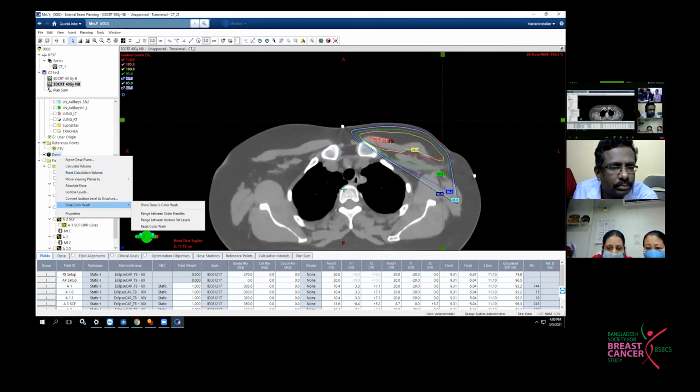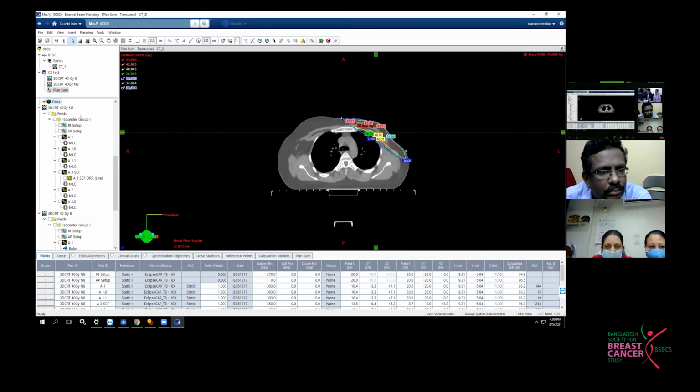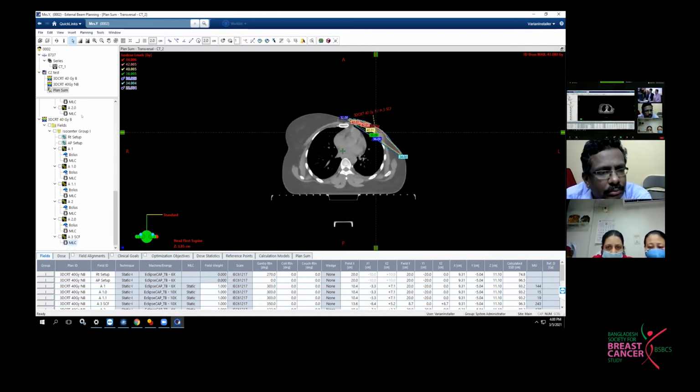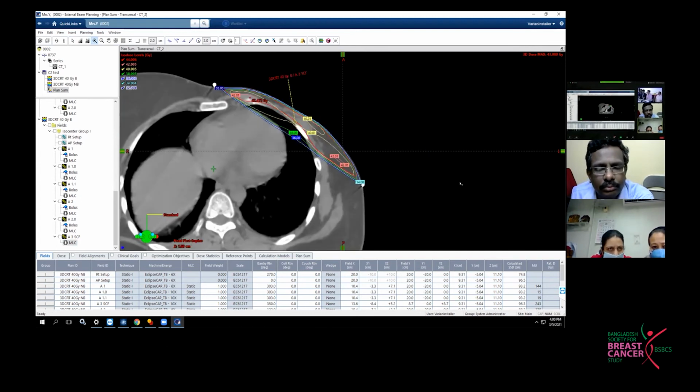So this is a breast case? Yes, same case. Is it a chest wall or a lumpectomy? This is a chest wall that we have done. So this is a mastectomy case, right? So lymph node as well as primary we are irradiating.